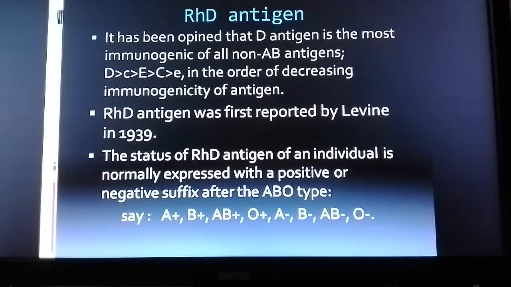Even though there are different RH antigens, this RHD antigen is considered to be highly immunogenic compared to other RH antigens and also non-AB antigens in general. Here you see the arrangement based on the decrease in the immunogenicity of antigens. The presence of this antigen in human blood was first reported by Levine in 1939.